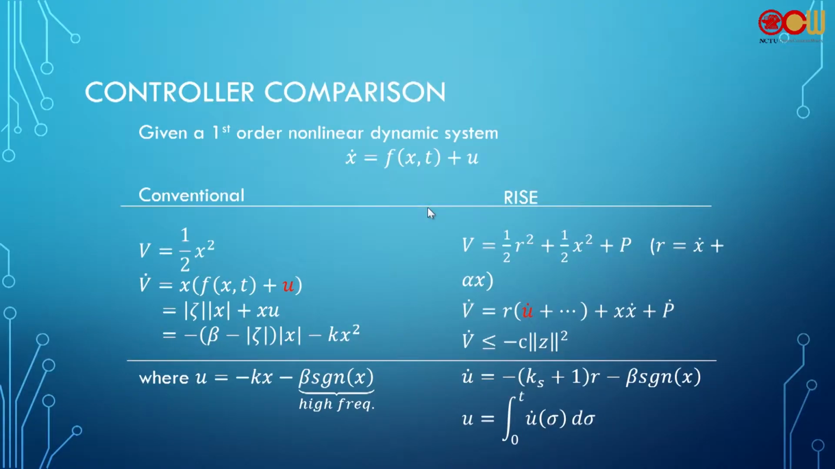So this is the advantage. The downside is that the analysis has to be redefined or redesigned. We need to redo the whole analysis. That's the reason that we put a P term here, where P is a positive definite function that can be designed. In this slide, the objective is just for you to do a quick comparison between the conventional control and RISE control, the advantages and the downsides.